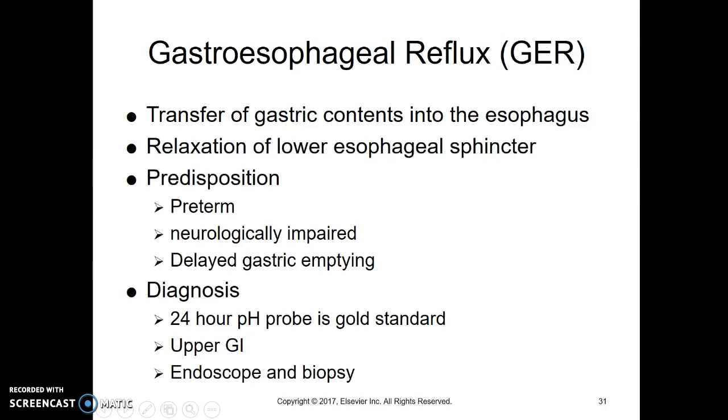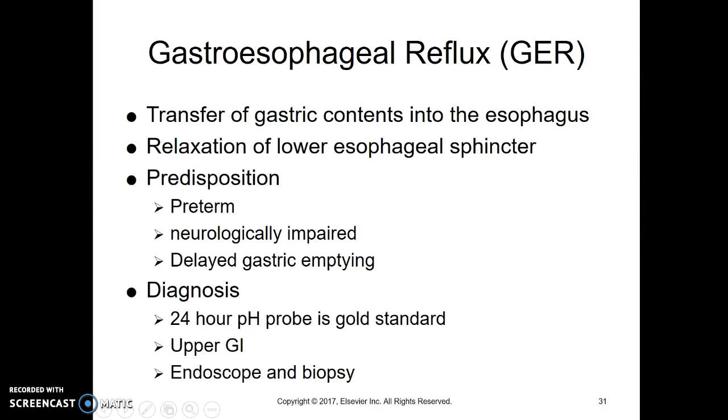So who's at most risk for having problems with refluxing? Preterm babies, kids who are neurologically impaired, and if they have some issue that causes delayed gastric emptying. So the stomach just stays full much longer than is typical.